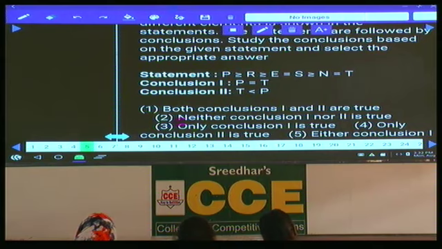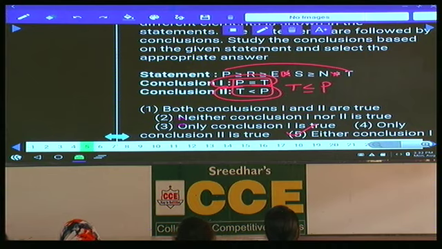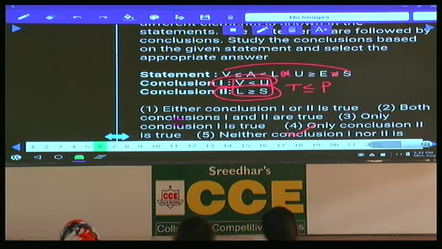Then coming to question number 5, if you observe here, both the conclusions are in between T and P. Now P is here and T is here, between these two, forget about this equals to. P greater than or equals to T, which implies that T is lesser than or equals to P. Either 1 or 2, choice 5. Question number 5, it is choice 5.